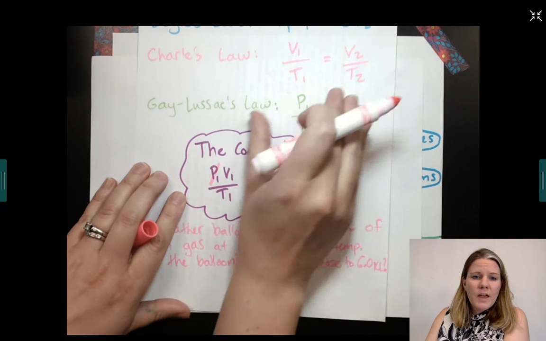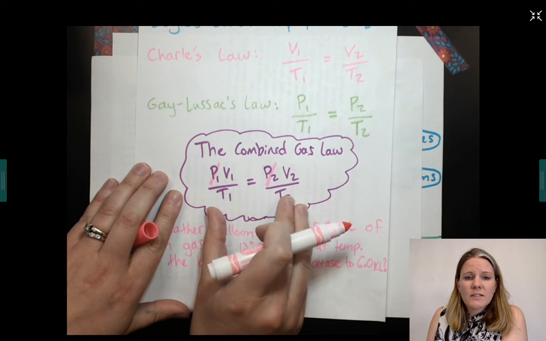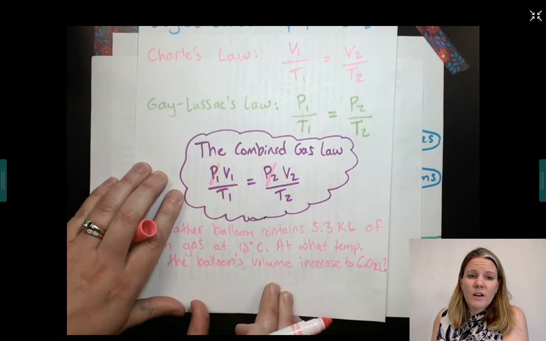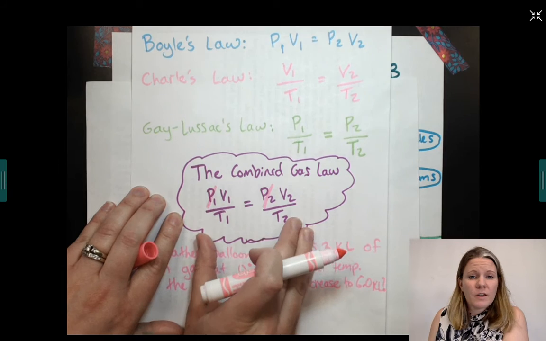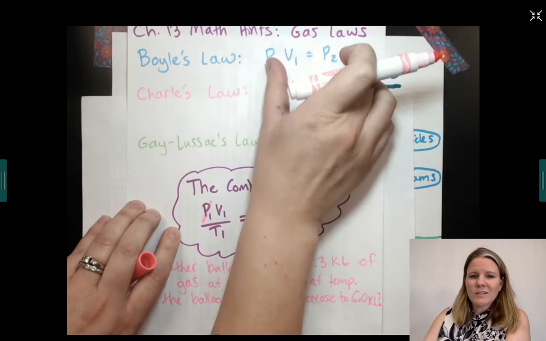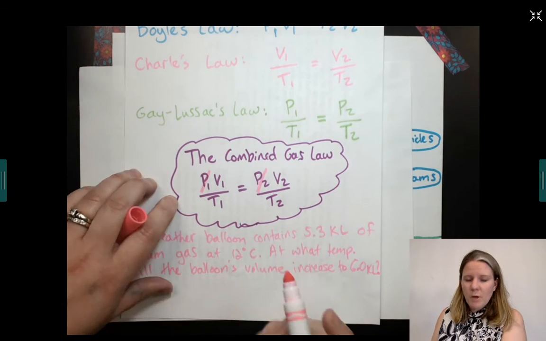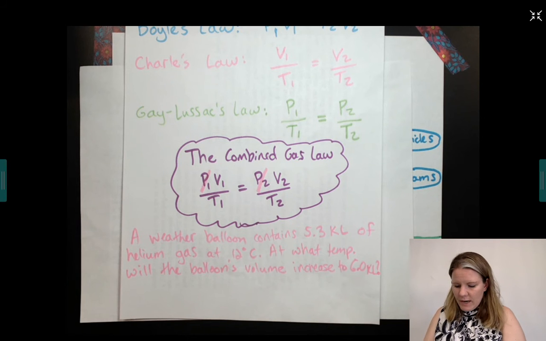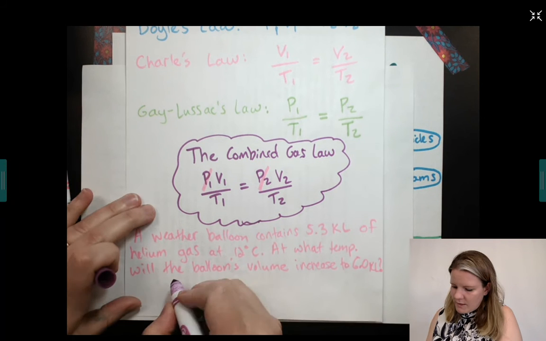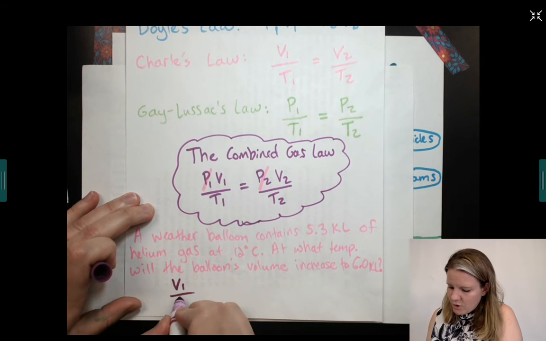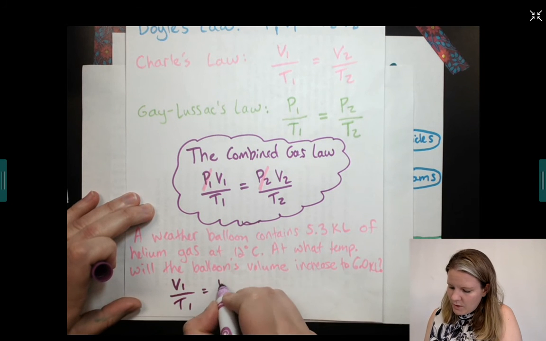And you can even just take the combined gas law, cross off pressure, and derive Charles' law from the combined gas law, which is why you don't necessarily have to memorize all these, because if you know this one, then it's like you know them all. So let's write out what we have from the combined gas law once we take away pressure. V1 over T1 equals V2 over T2.